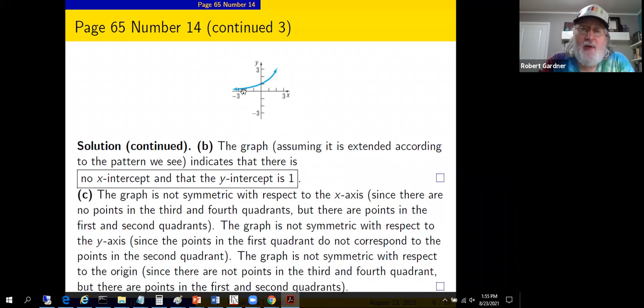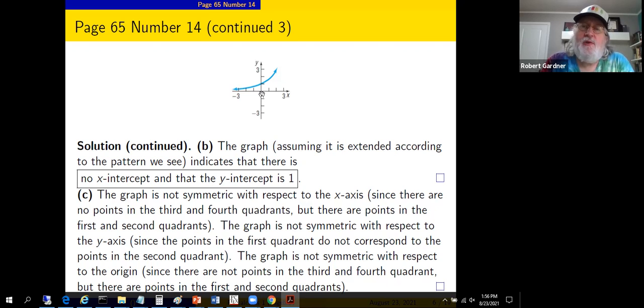Over here in the second quadrant, we've got these points that get close to the x-axis. If it were symmetric with respect to the y-axis, we'd have to have a corresponding picture over here, and there's nothing corresponding to these points. So this is not a mirror image of itself with respect to the y-axis, and it's not symmetric with respect to the y-axis. How about the origin?